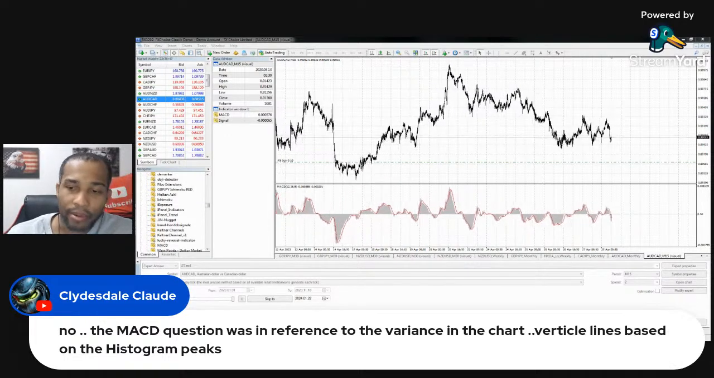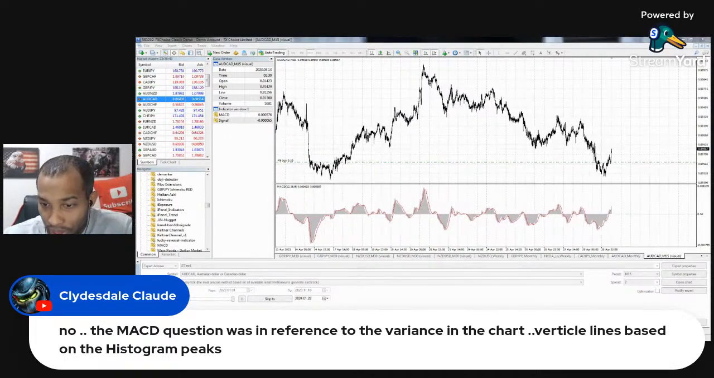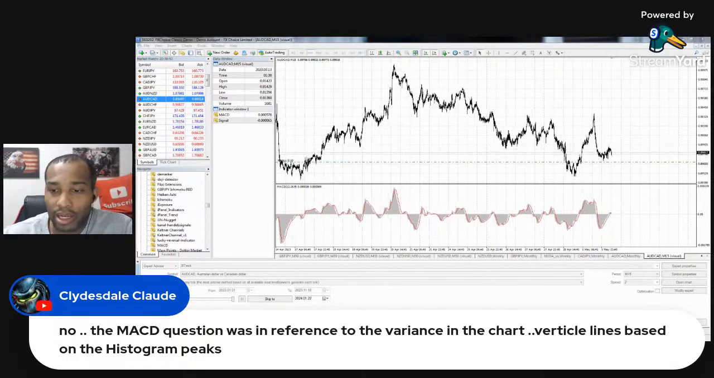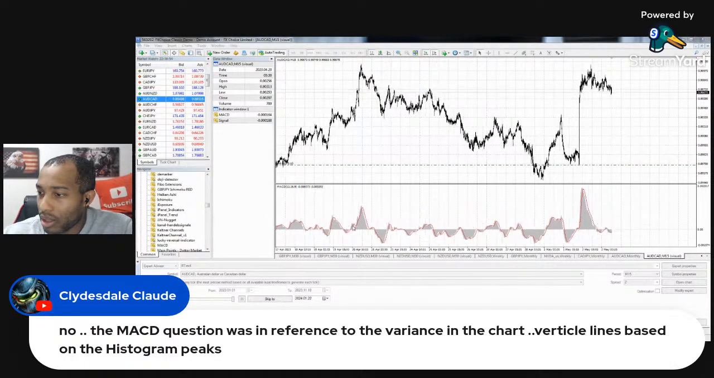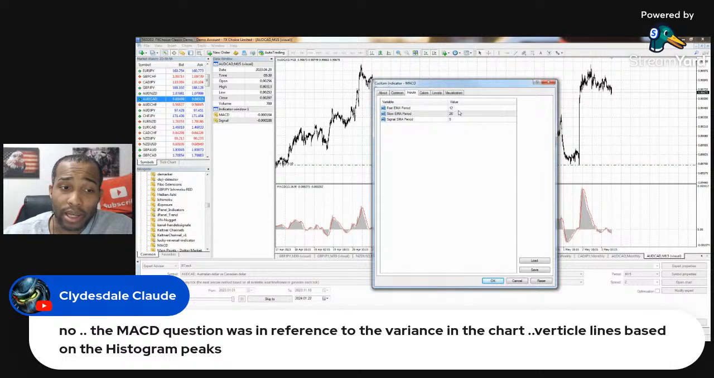My advice would never touch. I use a faster setting. Okay, what settings do you use? I use standard settings so far, 12, 26, 9.